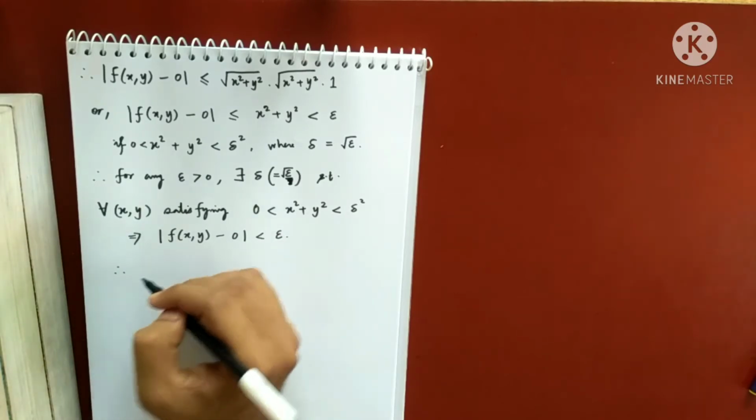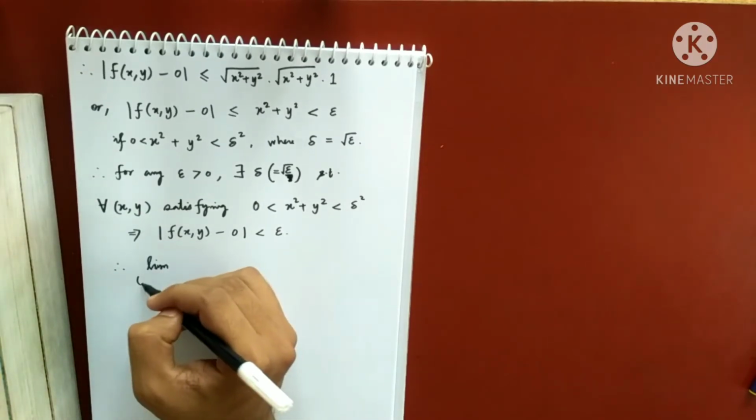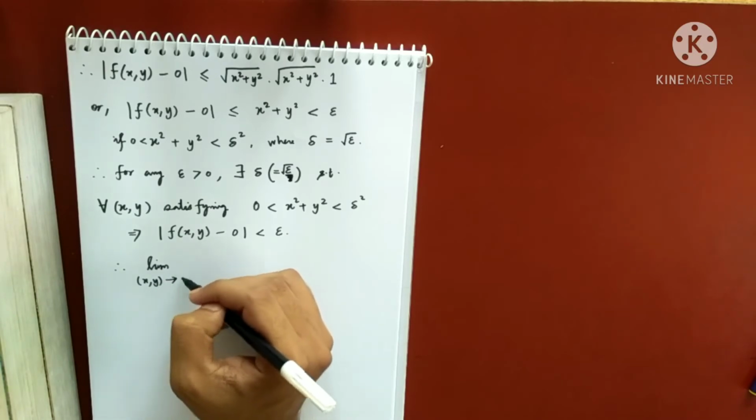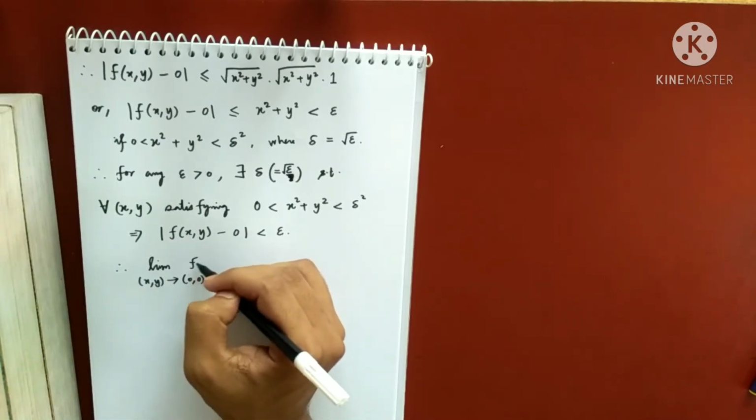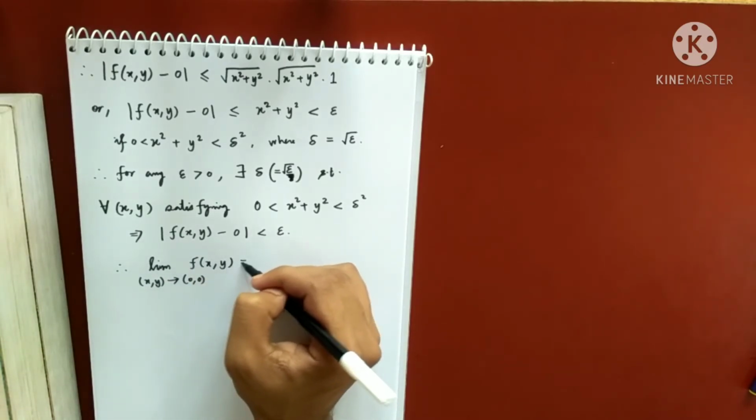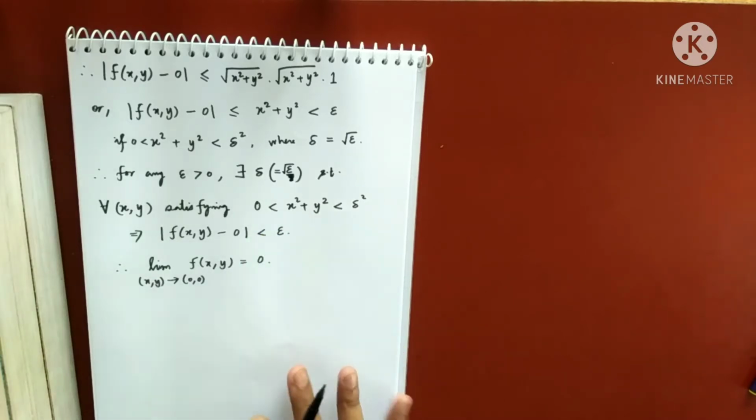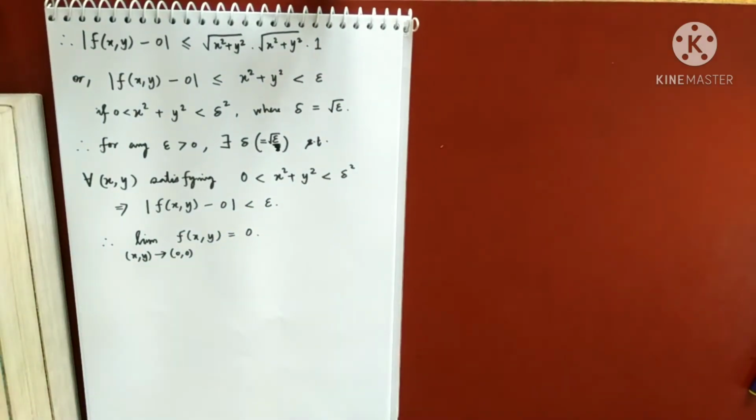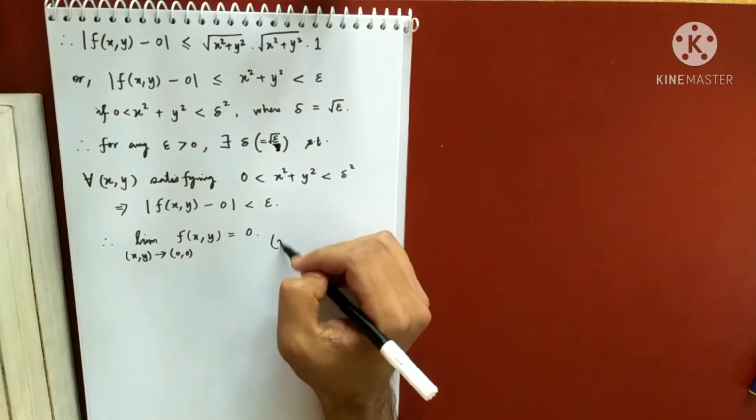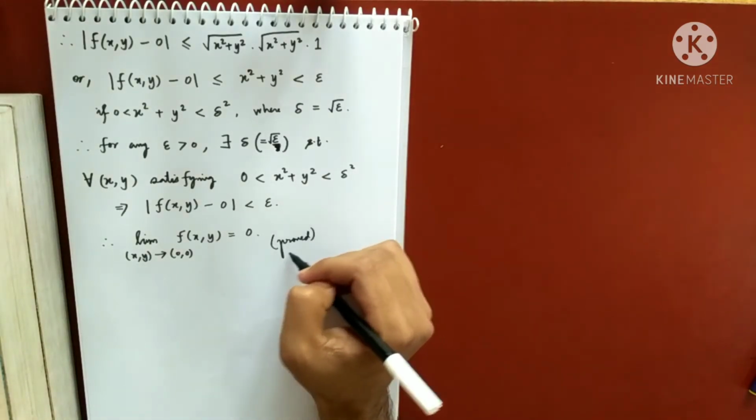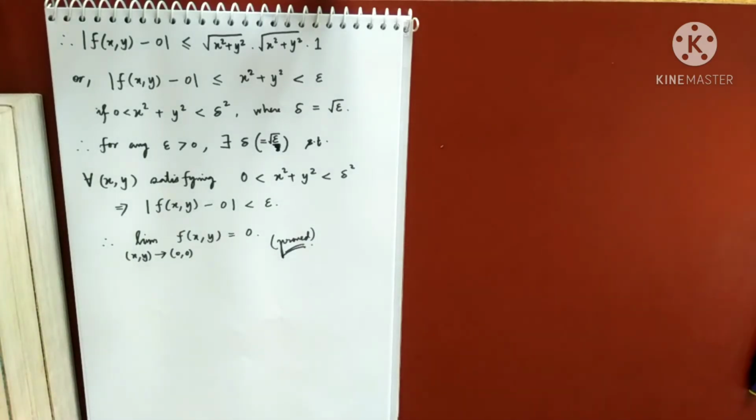So therefore, by the definition of limit, the limit as (x,y) tends to (0,0) of the function is nothing but this value, which is coming as 0. Okay, so this is the proof, or this is my answer to the question.